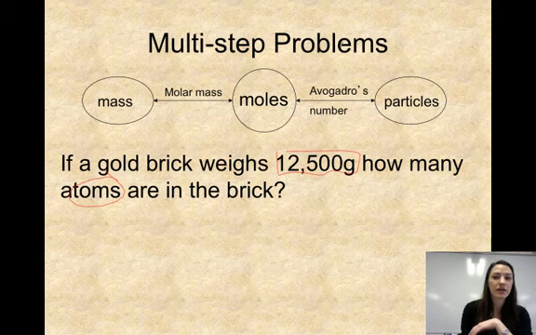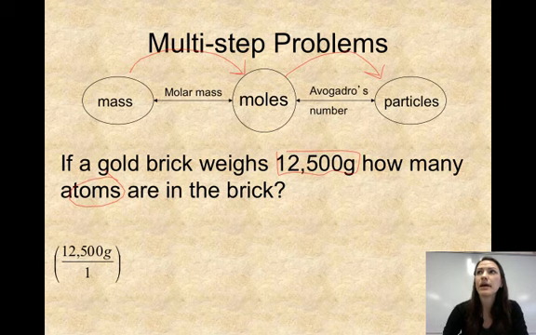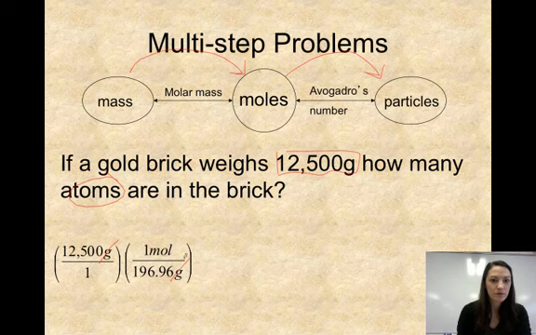We can't just go straight over. What we've got to do is go mass to moles, moles to particles. So that's going to be our game plan. We start out with our given over 1, 12,500 grams over 1. Then we're going to use our molar mass of gold, Au, which is 196.96. We cancel out our units. You guys can see we're canceling out our grams of gold, and we're left over with moles.